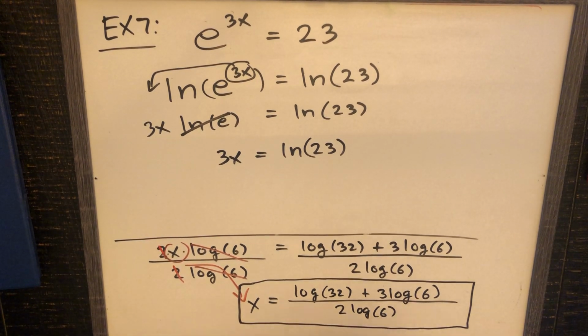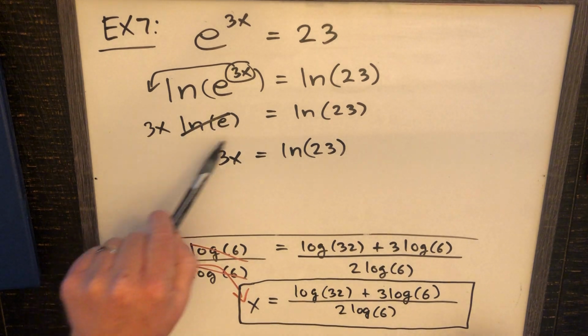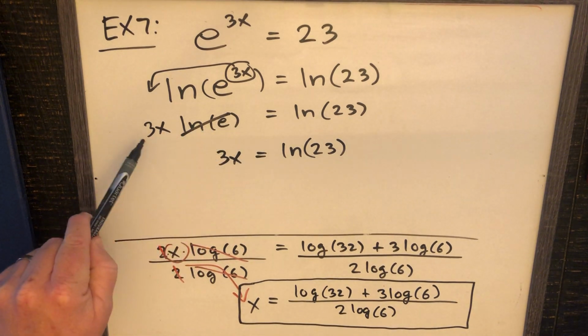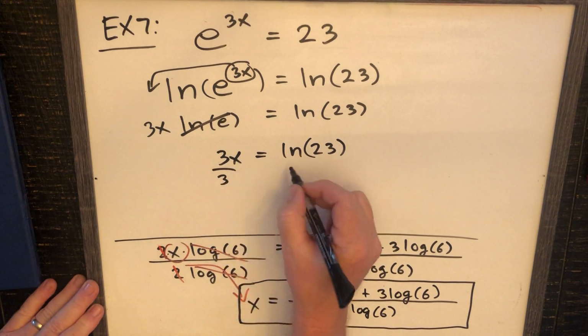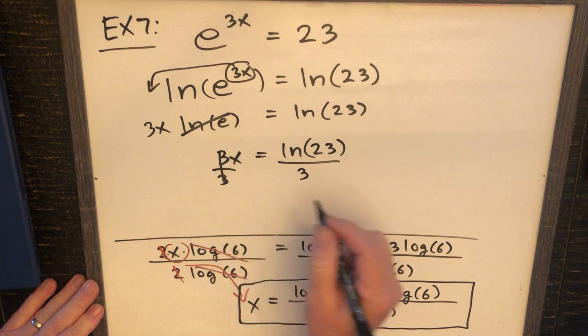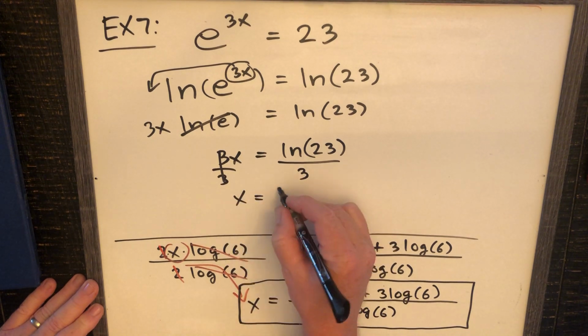Okay. So you see how that happens? That this ln of e just becomes 1, so you have 1 times 3x. And then now we just divide by 3. And so this is my exact solution.